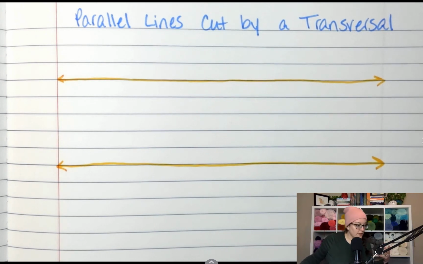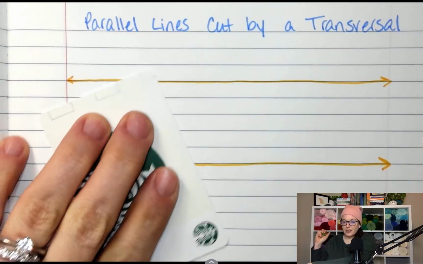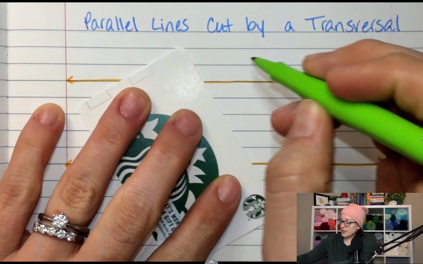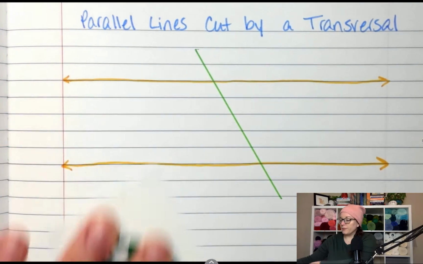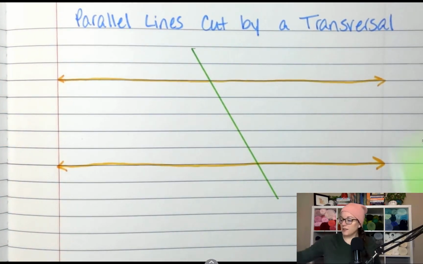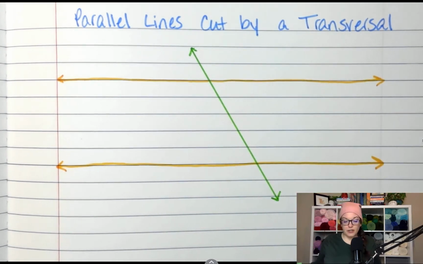Now, as part of this, I have to draw a transversal. And what a transversal is, it's a line that crosses my parallel lines. It's a straight line that crosses the parallel lines. And since I don't have a ruler handy, we're going to use a Starbucks gift card. All right. Boom. Transversal right there.